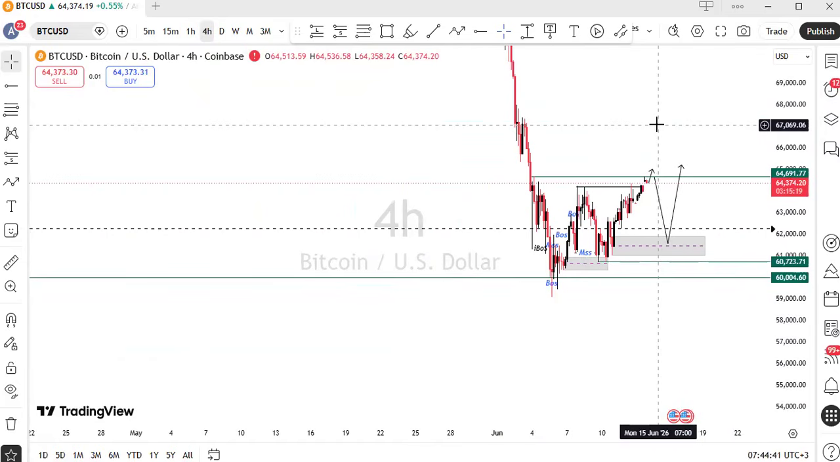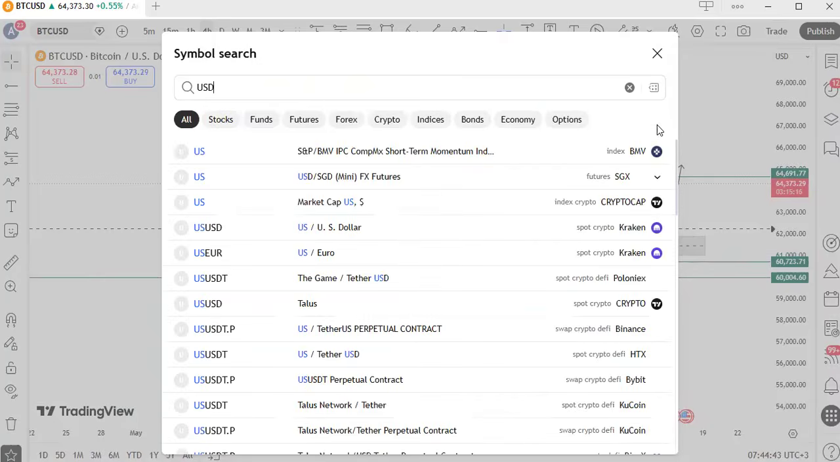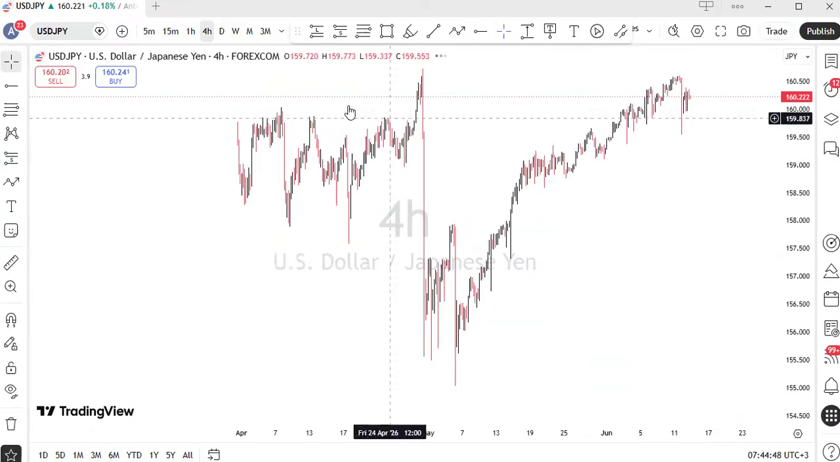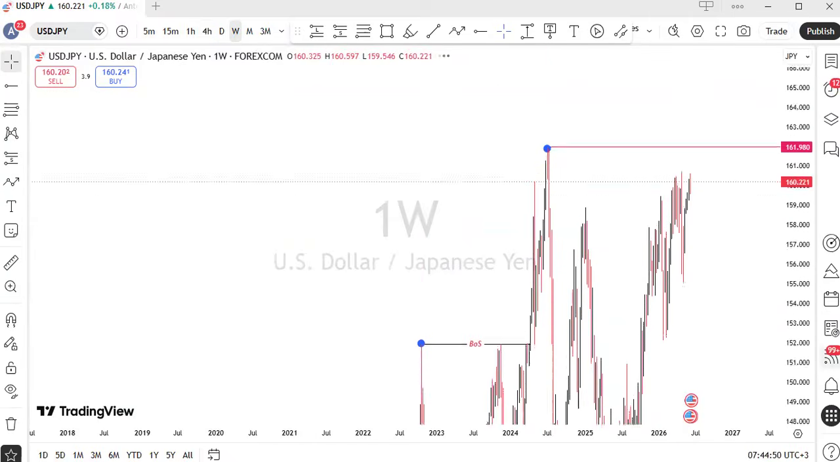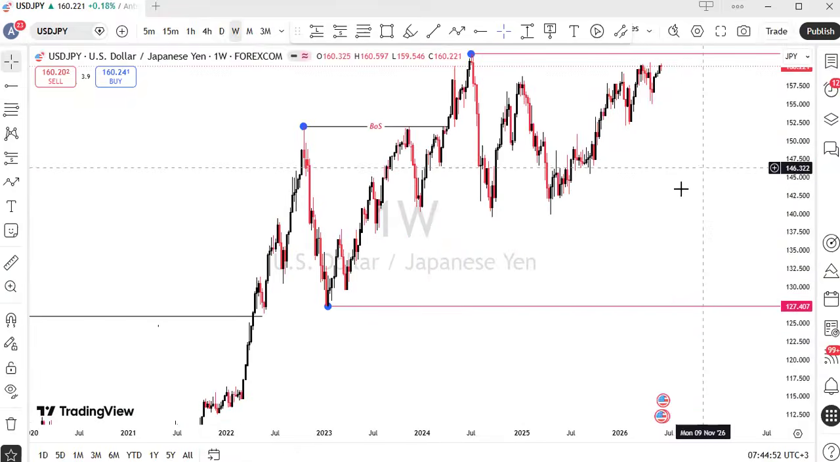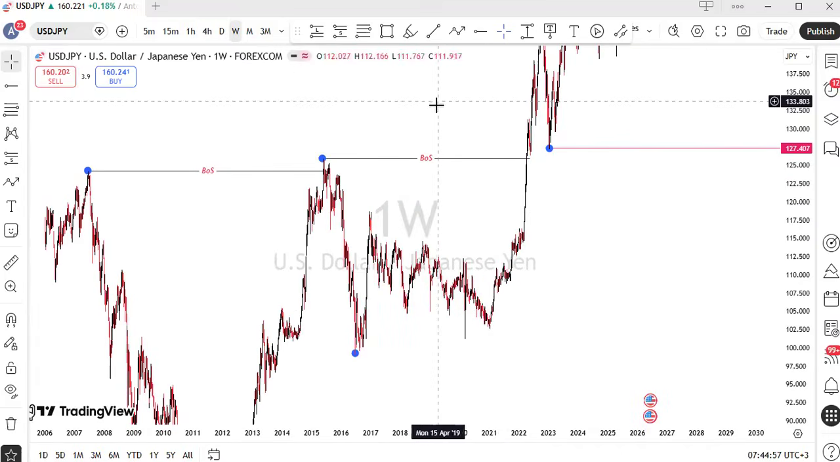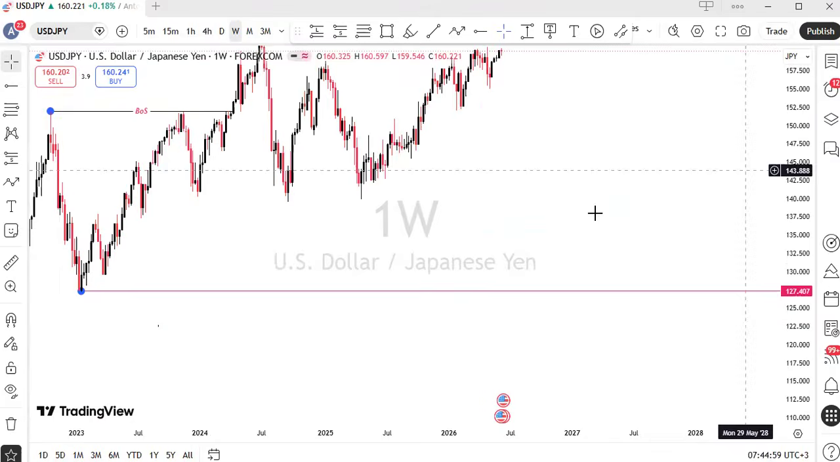So someone requested me to do analysis on USD JPY. So let me look at the USD JPY. Of course, we are going to start our analysis from the higher time frame. So from the weekly time frame, we can see very clearly that we are very bullish on this pair. Okay, so what do we have here?